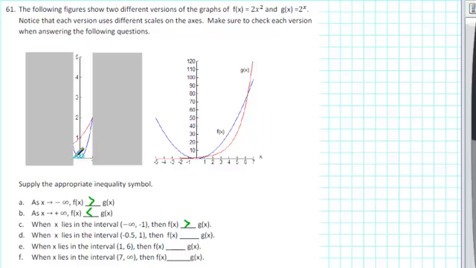When we look between -0.5 and 1, we notice that the blue graph of f of x is below the red graph of g of x. That indicates that f of x is less than g of x when x lies in the interval from -0.5 to 1.